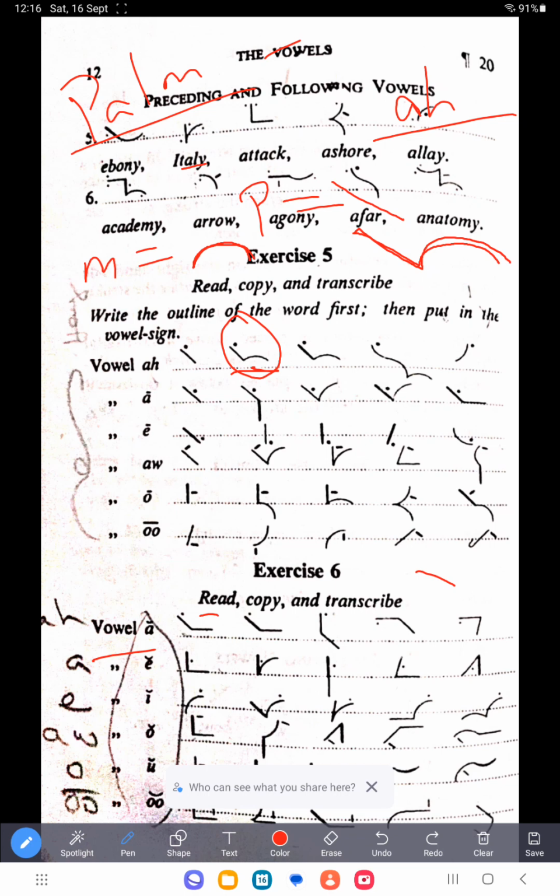Now, after writing the strokes above the line, the third thing we have to observe is where to represent this dot sound, because in a word called palm, we are getting an R. So we are going to represent it as a dot. So where are we going to represent it?